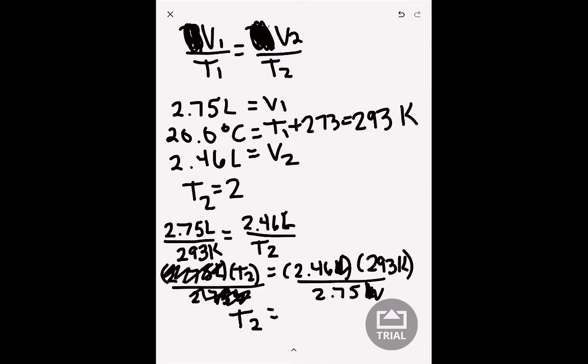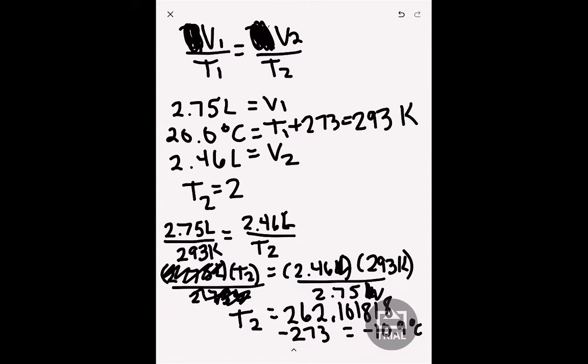sorry, I have to go back to my pen, 262.101818. So minus 273 from that gives me negative 10.891818. If I need three significant digits, 10.89 rounds to 10.9, and it's negative 10.9 degrees Celsius. And don't forget to put your unit on there. Okay?